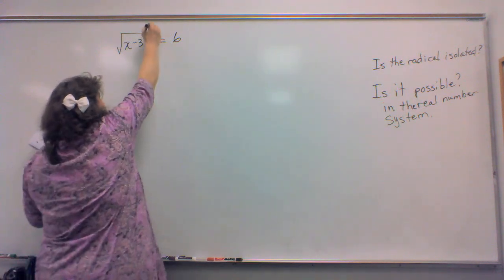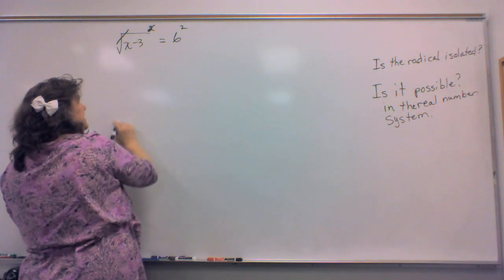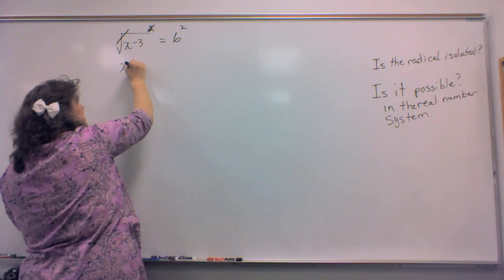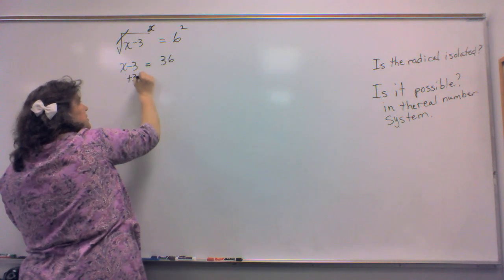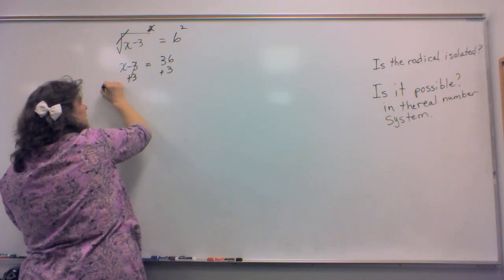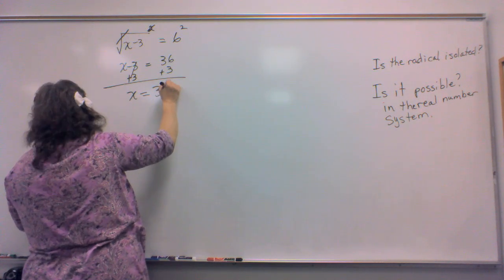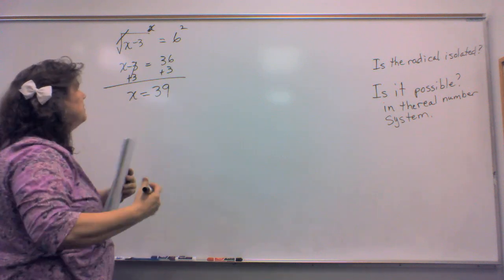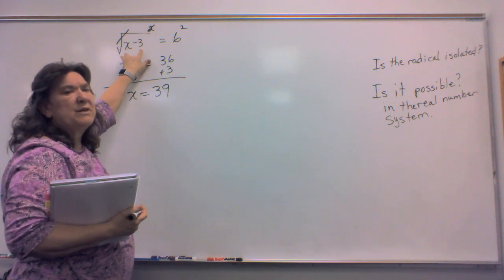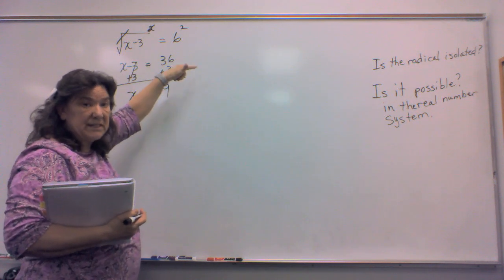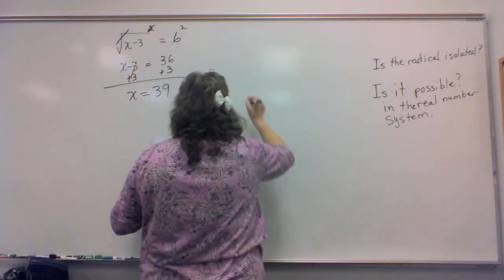So we're going to undo it by squaring both sides. That undoes that, leaving you with x minus 3 equal to 36. Now continue solving your equation, and I end up with x equal to 39. And remember, you can always put it back in and check it. 39 minus 3 is 36, and the square root of 36 is 6. So you know it's possible. Let's look at another one.